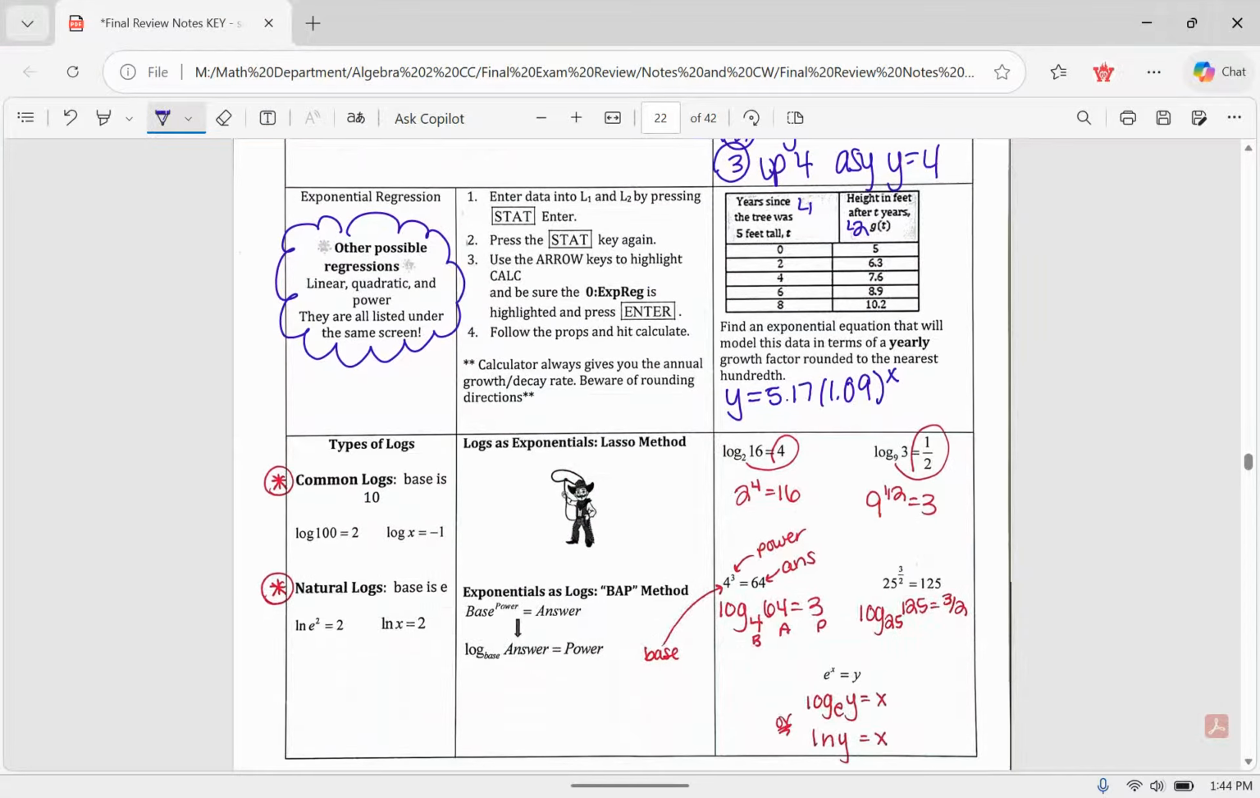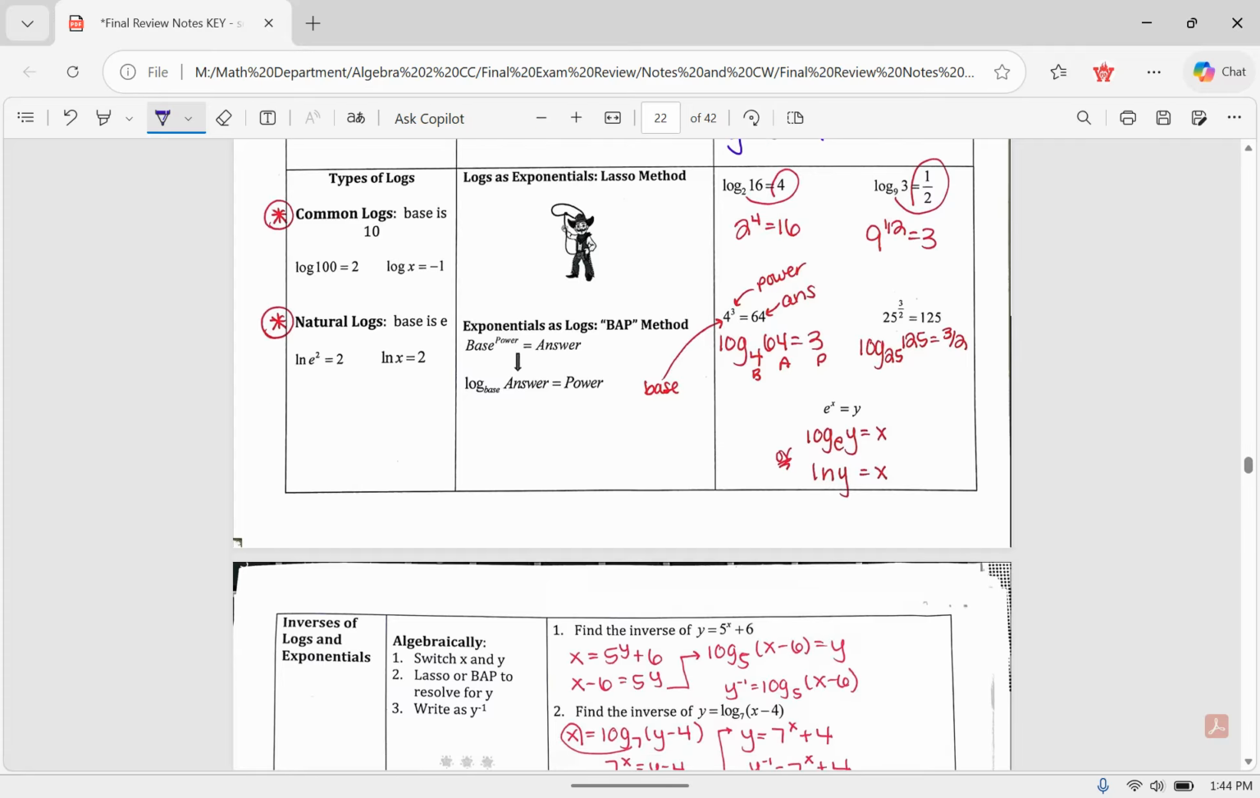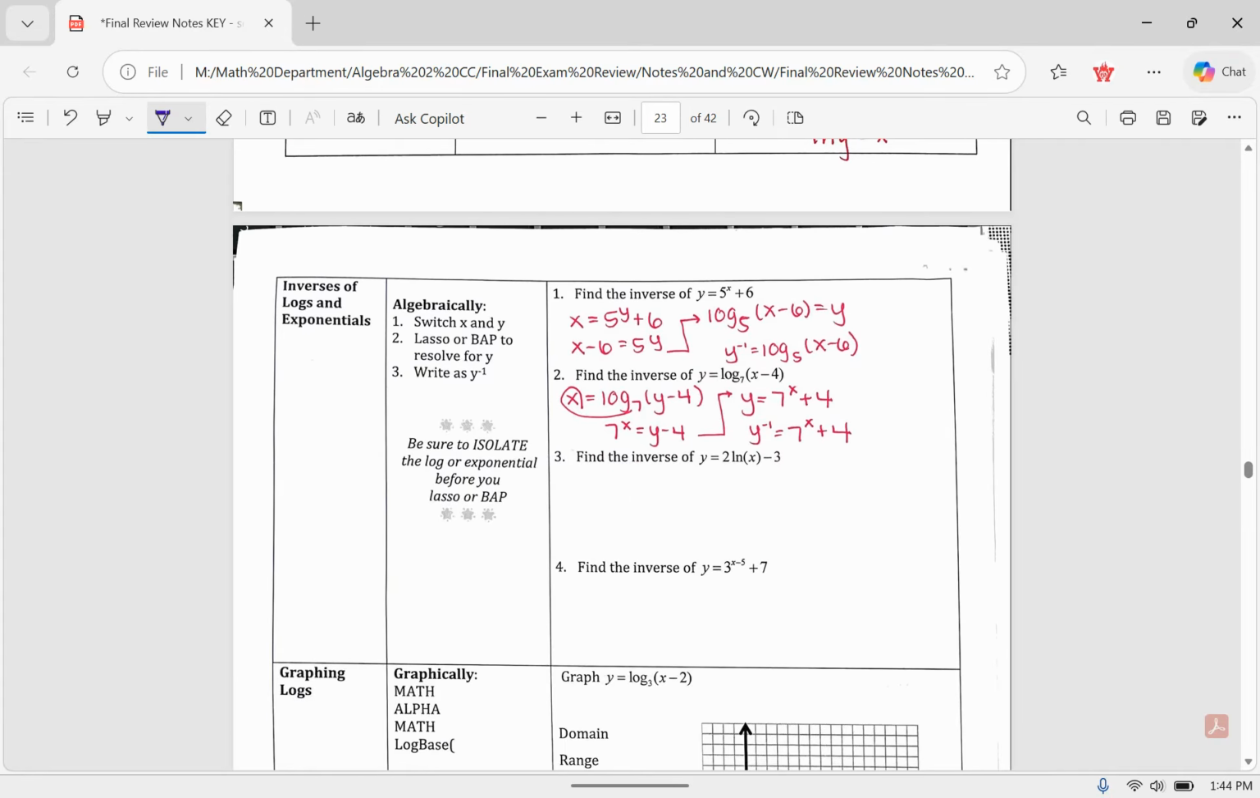All right, coming over to logs. Here are some nice rewriting facts and some common and natural log facts to know. When we rewrite a log as an exponential, we use our lasso method. And when we go in the opposite direction, exponential to log, we use our BAP method, base answer power. Now, logs are the inverse of exponentials and vice versa.